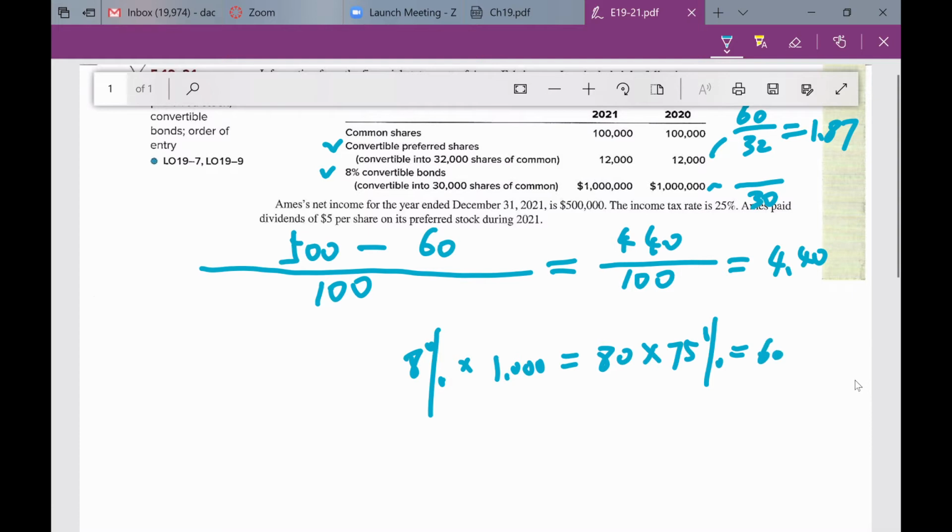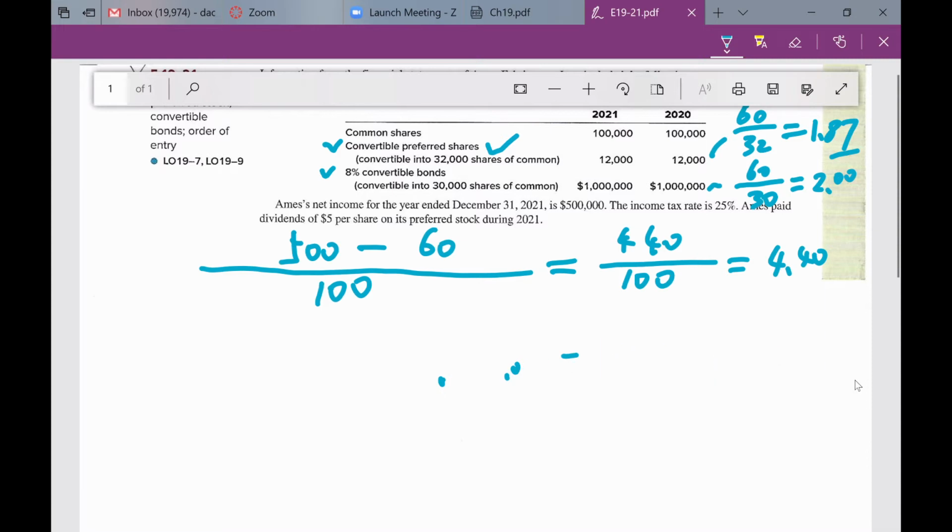So 60 is going to be additional profit. When you convert, you save the net of tax expense, and that's why you increase your profit. This one gives you $2. Then you compare these two: which one is going to have a higher impact on the diluted earnings per share? Definitely this one, the smaller one, which is convertible preferred stock. So you add convertible preferred stock first.